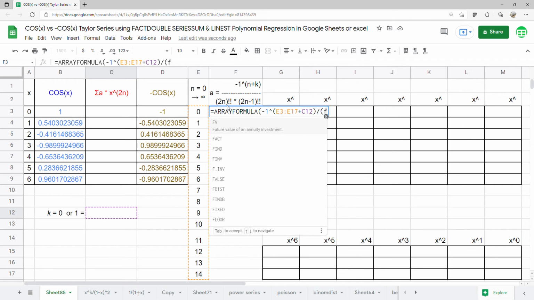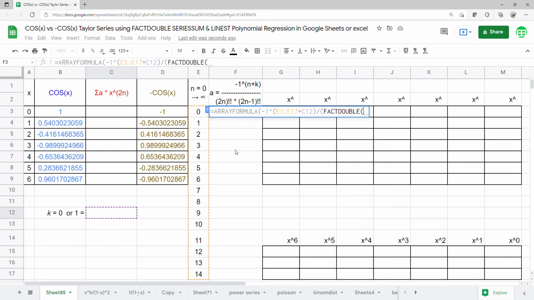The first part, double factorial to n, 2 times n. That's the first part. The second part, double factorial to n minus 1. So double factorial to n minus 1, 2 times n minus 1.